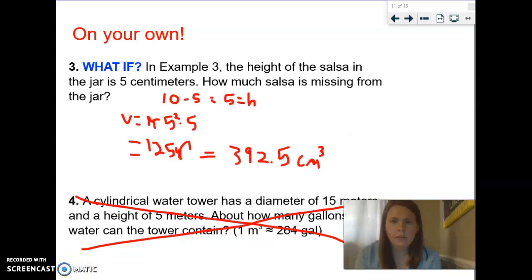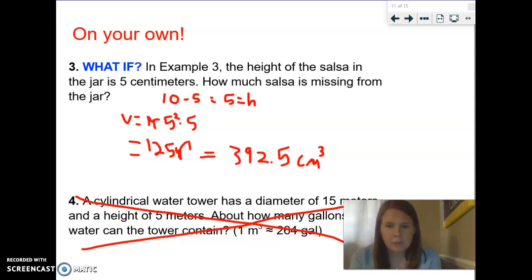All right, thanks for coming on back. When we solved this one out, again, it was saying that the height of your salsa is 5. So, you know, your sibling decided they weren't going to eat that much. They ate like half your jar pretty much. So I take the 10 minus the 5. That's how I get the height measurement of 5. And I'm still using that same radius of 5.